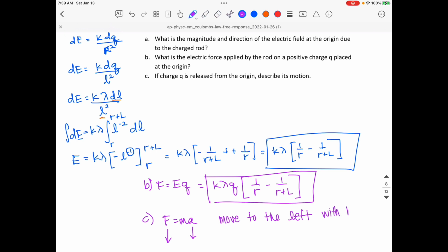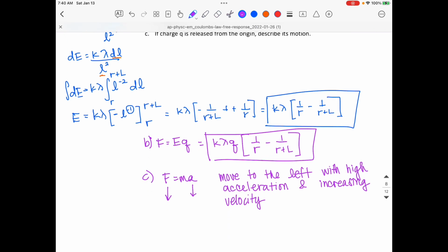with high acceleration and increasing velocity, because the acceleration is going to be in the same direction as the force, so its velocity is going to increase, but decreasing acceleration over time, because we know that the electric force decreases as the distance increases.